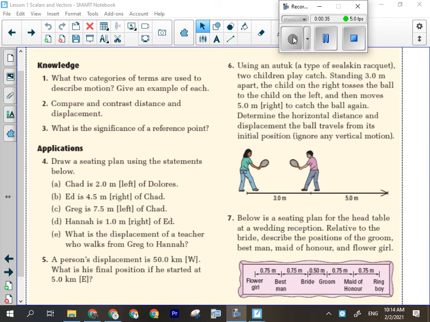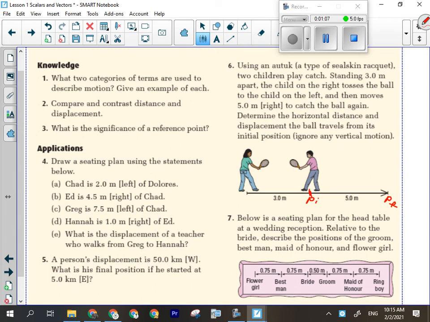All right, so we're essentially tracking the trip of the ball as it goes from one person to the other. It says the person on the right tosses the ball to the child on the left. So that means this is our initial position for the ball. The ball then travels to the person on the left, who then hits it back over this person's head, and they have to go running over here to get it. So this is their final position.